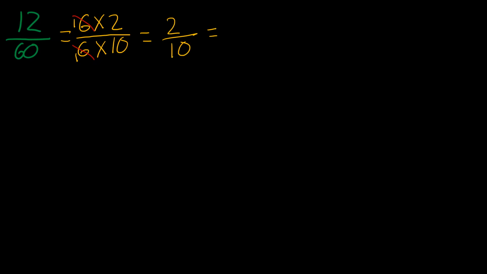But we're not done yet because we can rewrite 10 as 2 times 5, right? And what happens when you have 2 on top and 2 on bottom? That's right, they're going to cancel each other out. So we get a 1 here and a 1 here, and we'll just be left with 1 over 5.